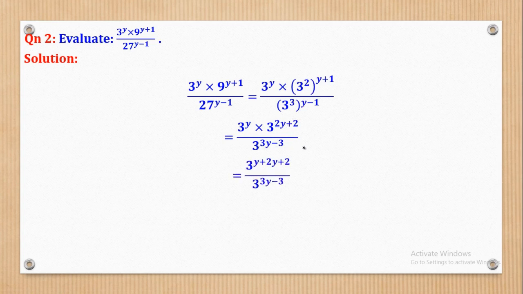Now from there you realize that this is the same base. So the rule for multiplication says that you add the powers. That is why you see here they are added. Then also this is the same base. So the rule for division says you subtract the powers. That is why you see here we shall subtract and come up with this step.